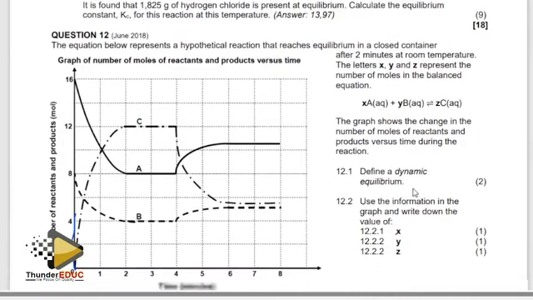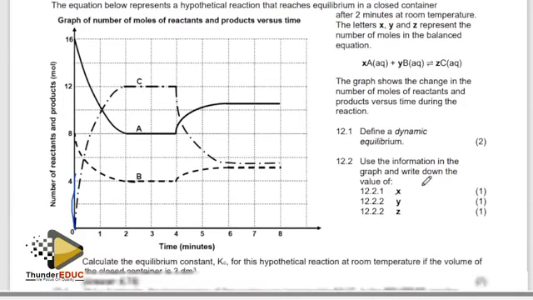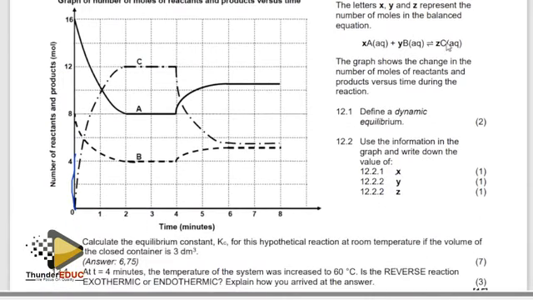Did they give an equation? Okay. This is product. This is definitely Z, and then these two are reactants. Okay, they showed you the number of moles. At equilibrium, this one is 4. This one is 8. You understand?